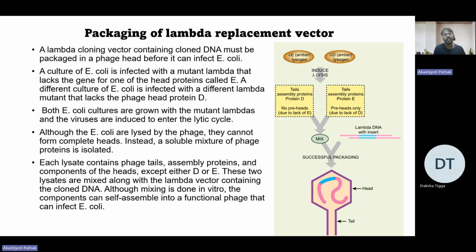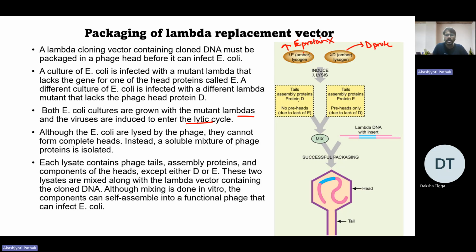So you grow this E. coli culture separately, grown with mutant lambdas, and the viruses are induced to enter the lytic cycle. The E. coli will be lysed by the phage. Now, in the lysate you will have a soluble mixture. From the bacteria having this lambda E plasmid, all the different components of the phage particles, the tail and all the other head regions, will be present. But this E protein, which is required for head packaging, will be absent. And here also the D protein will be absent.